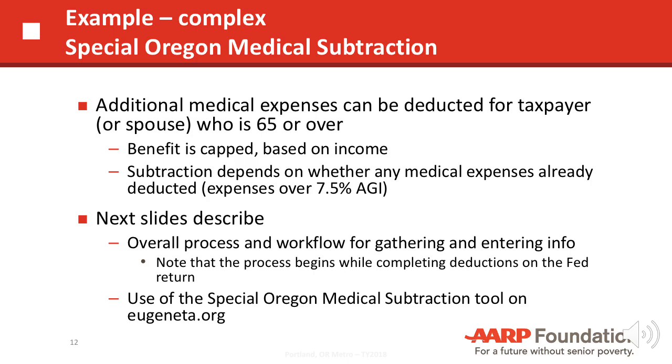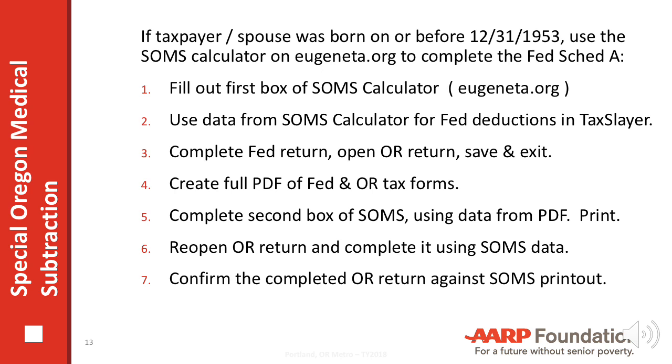And here's how it'll work. If the taxpayer or the taxpayer's spouse is born before December 31st, 1953, some or all of their medical expenses might be a subtraction against Oregon income. This may be different from how it's handled at the federal level based on whether there's itemization and whether the medical expenses exceed the 7.5% floor on the Schedule A.